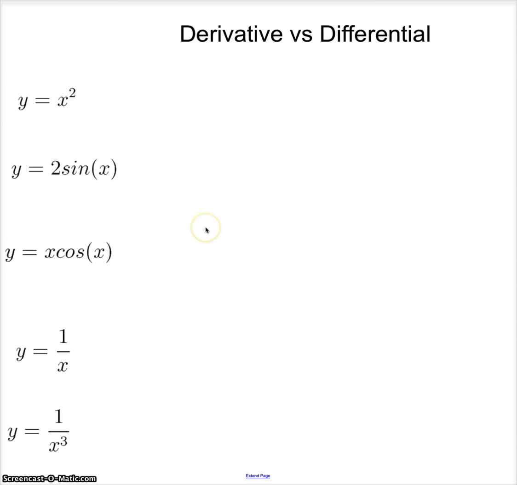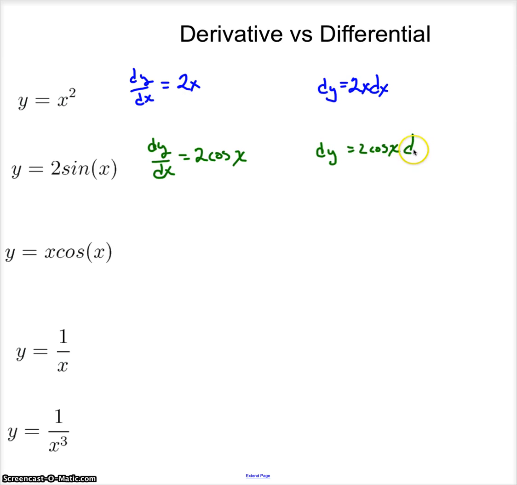Now let's look at the difference in a derivative and a differential. And you're going to see real quickly that this can get to be a little boring. I'm going to take dy dx of my function x squared, and this is 2x. But the differential is dy, which is 2x dx. All right, let's do another one. Dy dx when y is 2 sine of x. Well, this is 2 cosine of x. That's the derivative. And the differential, dy, is 2 cos x dx.